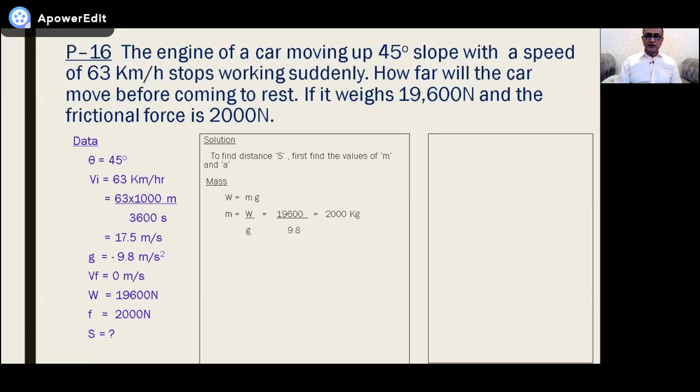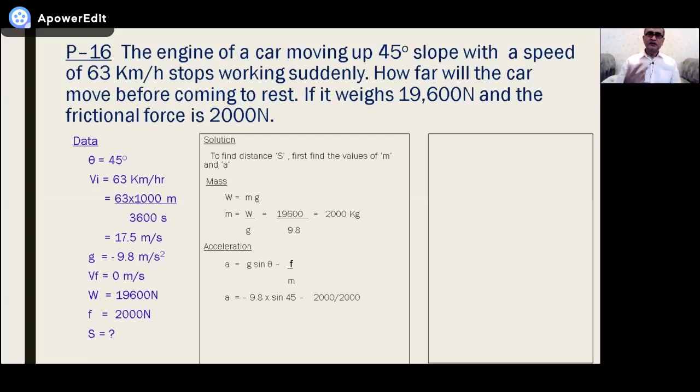Now we'll write the formula for acceleration with friction. A is equal to g sine theta minus F upon m. This is the difference. In the previous one, there wasn't any friction, so we just used a is equal to g sine theta. Clear? Here, a is equal to g sine theta minus F upon m. Substitute the values: 9.8 sine 45 minus 2,000 divided by 2,000.